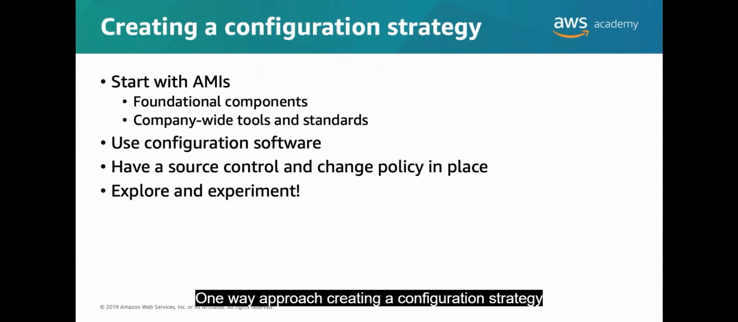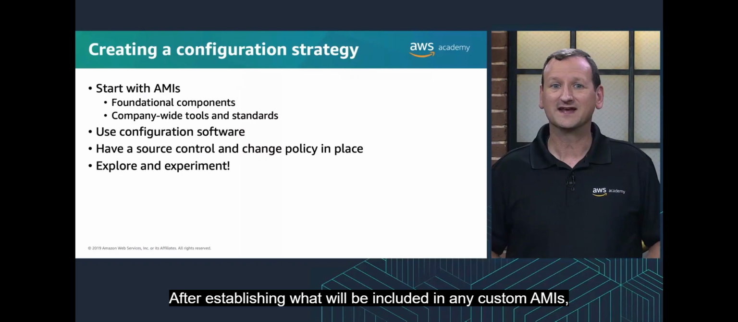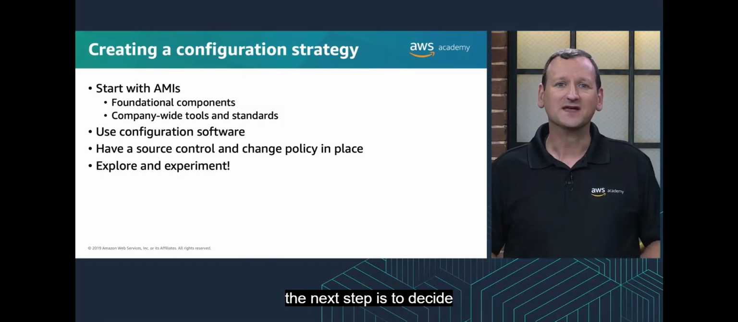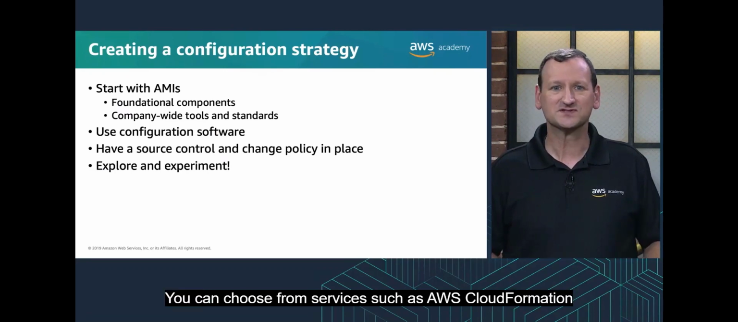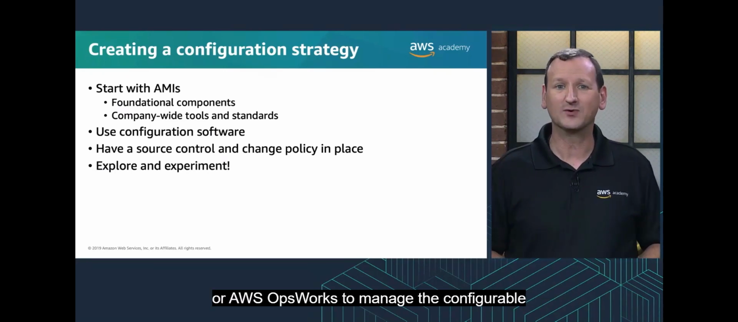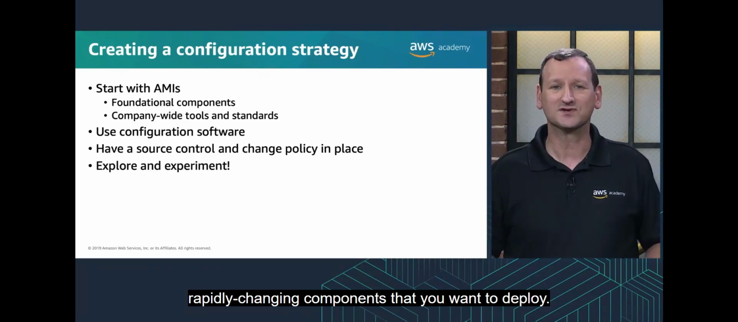One way to approach creating a configuration strategy is to first consider what custom AMIs should be created. In general, baking software into custom AMIs is best reserved for foundational, slow-changing components that are required and are standard throughout the organization. After establishing what will be included in any custom AMIs, the next step is to decide which configuration software to use. You can choose from services such as AWS CloudFormation or AWS OpsWorks to manage the configurable, rapidly changing components that you want to deploy.